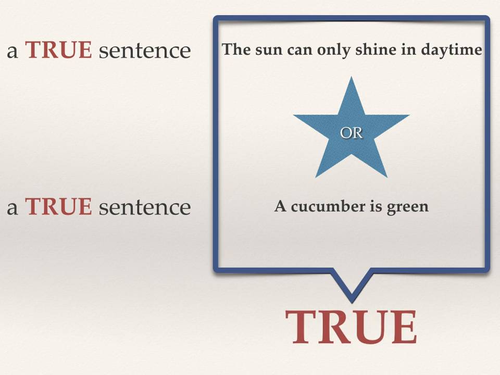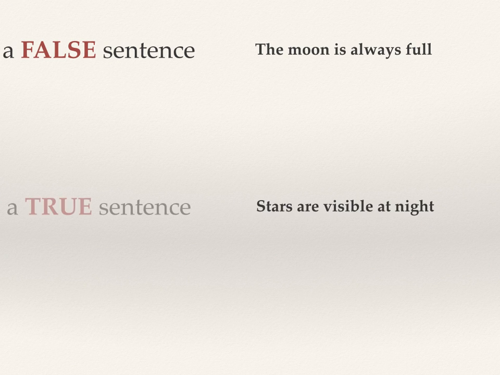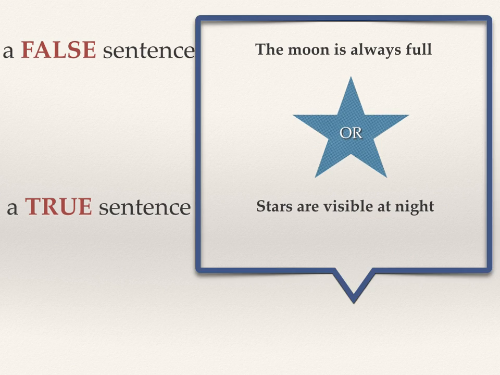However, if one is false, the moon is always full, and one is true, stars are visible at night, then the whole sentence, the moon is always full, or stars are visible at night, is still true, even though part of this whole sentence is false, because these are the rules of the or operator. It doesn't have to be logical or seem like it's funny. These are mathematical consequences of this logical operator. So the whole sentence is true.